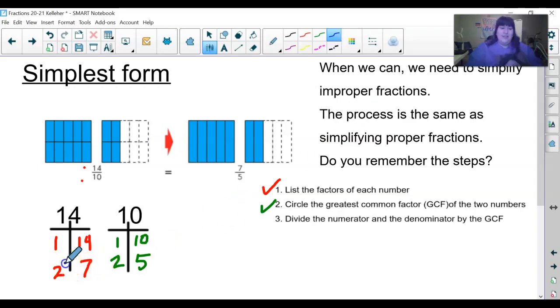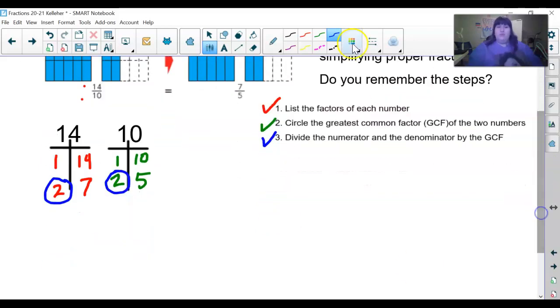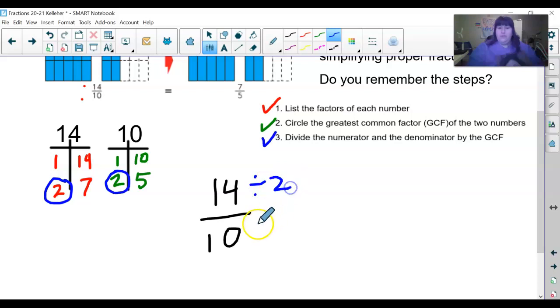In this instance, the biggest factor they have in common is 2. Once you find the greatest common factor, you need to divide the numerator and the denominator by that greatest common factor. The reason you're finding those factors is because you want to divide the numerator and denominator by the biggest same number possible. In this case, we discovered that our greatest common factor was 2. So in order to simplify, I'm going to divide my numerator by 2 and my denominator by 2. And we'll see what we get.